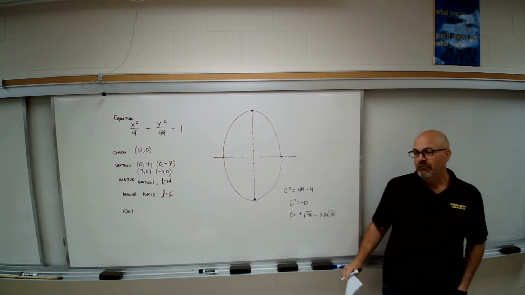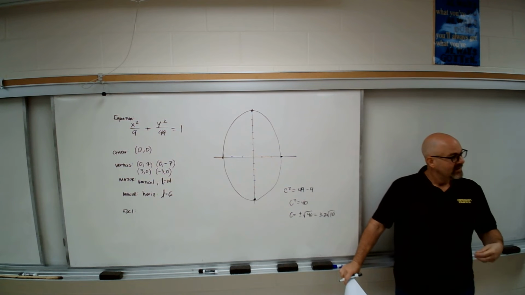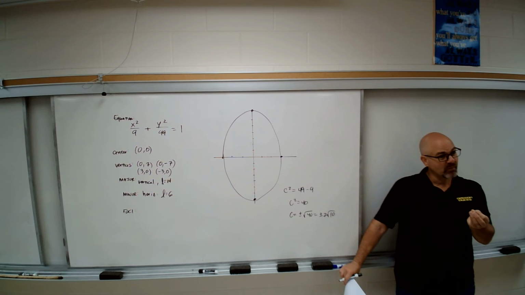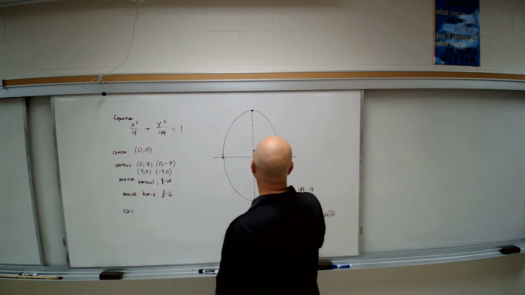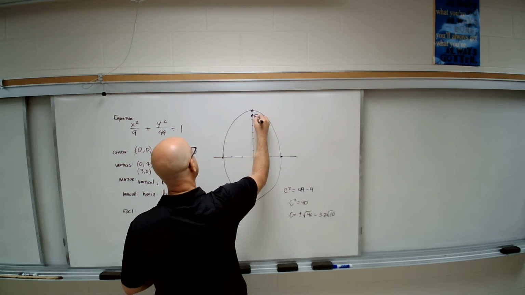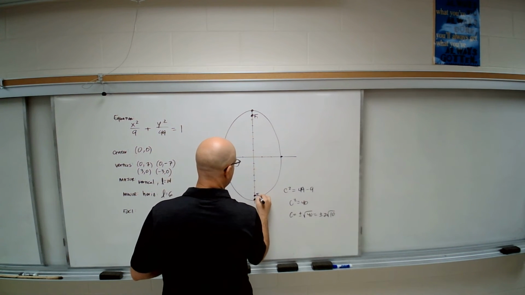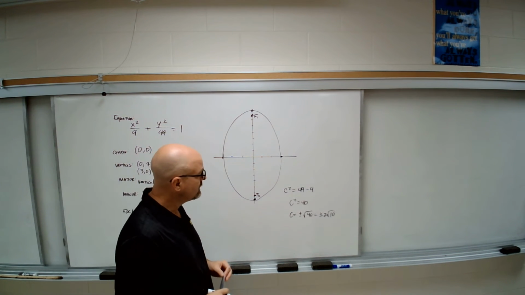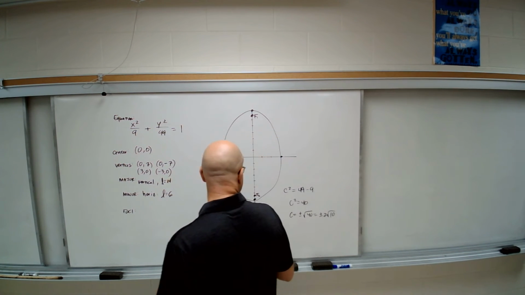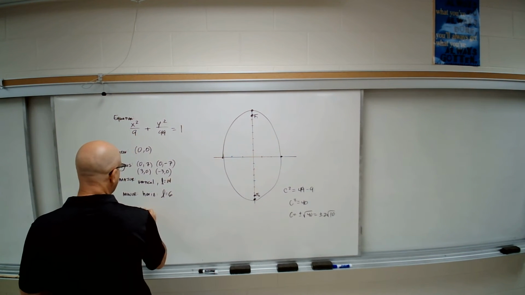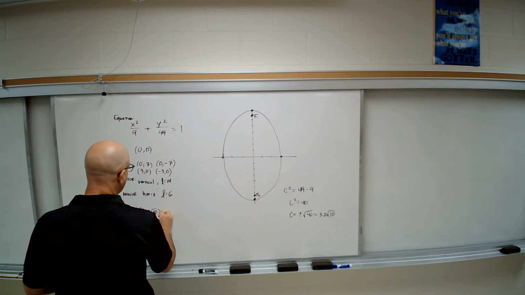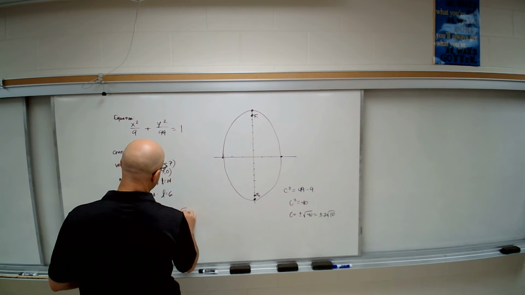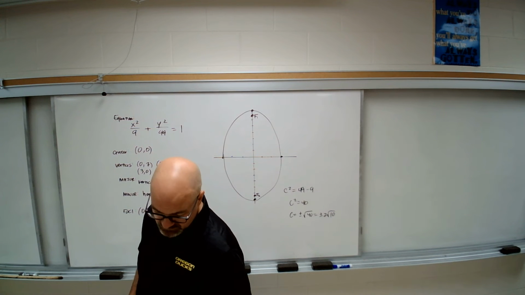But actually, radical 40 is easier to figure out where it's at, because we know the square root of 36 is 6, and we know the square root of 49 is 7, correct? So it's somewhere between 6 and 7. So up here, I'm going to just put a point and put f sub 1, put f sub 2. Doesn't matter which one you call 1 and which one you call 2. So our foci would be 0, 2 radical 10, and 0, negative 2 radical 10.